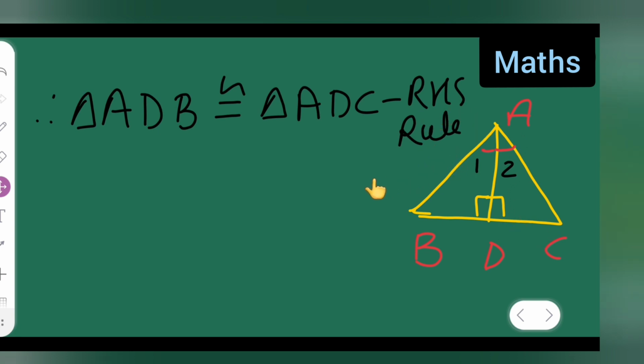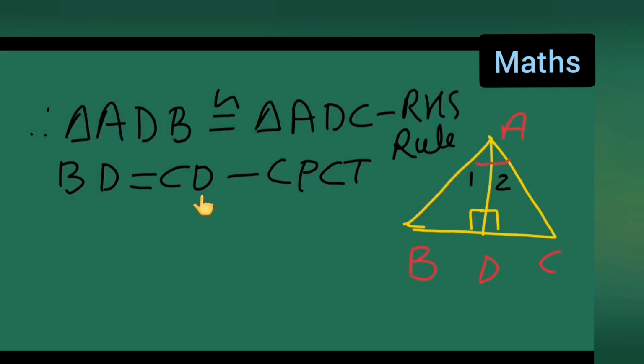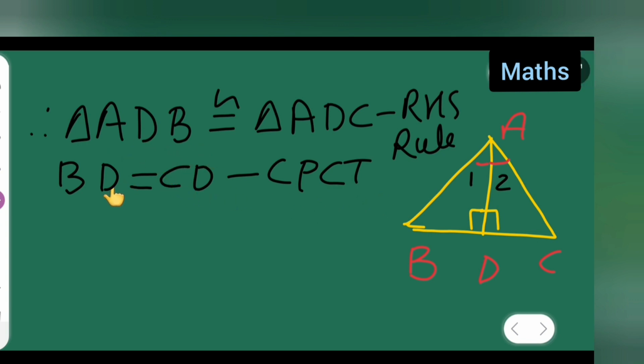Now we were supposed to prove that BD is equal to CD, right? So finally we can prove that BD is equal to CD. And what will be the reason? Corresponding part of congruent triangles. You all can see this BD is there in this triangle, and CD is there in this triangle. So it is the corresponding part of congruent triangles.